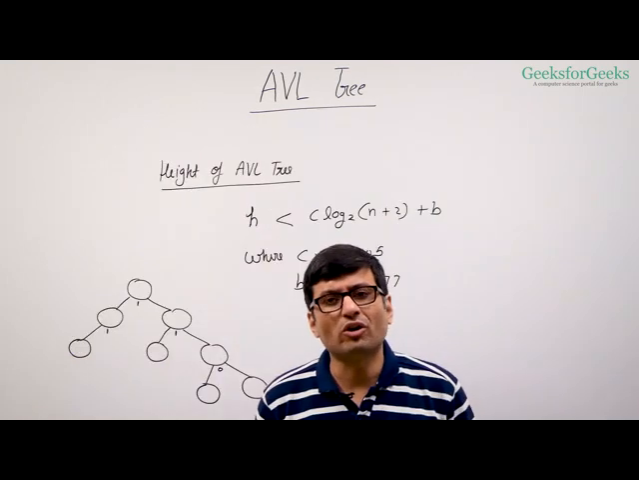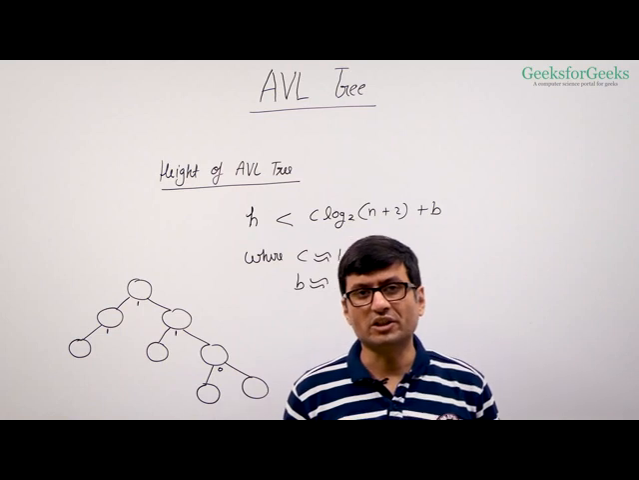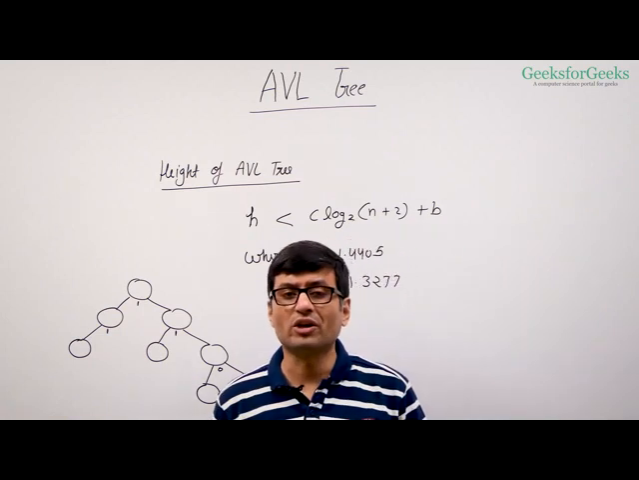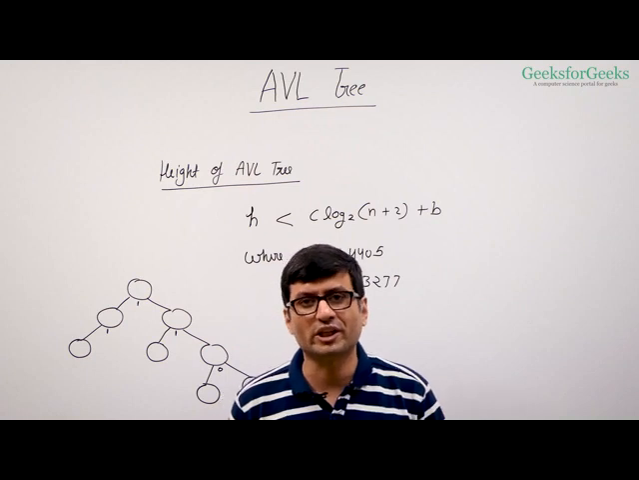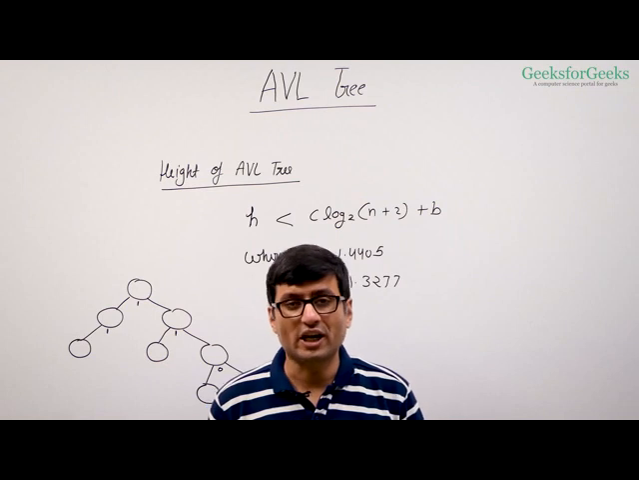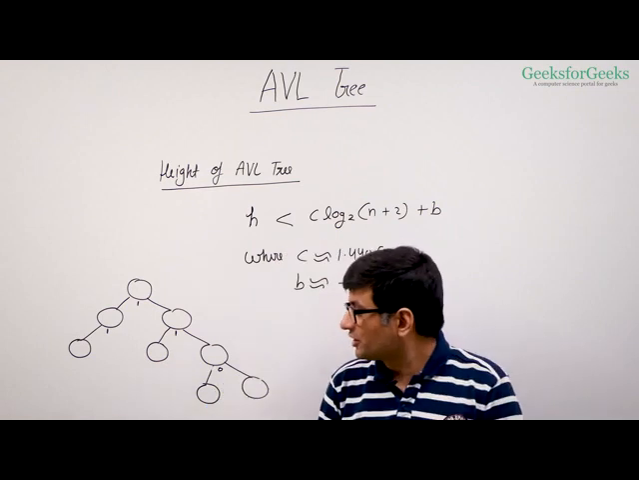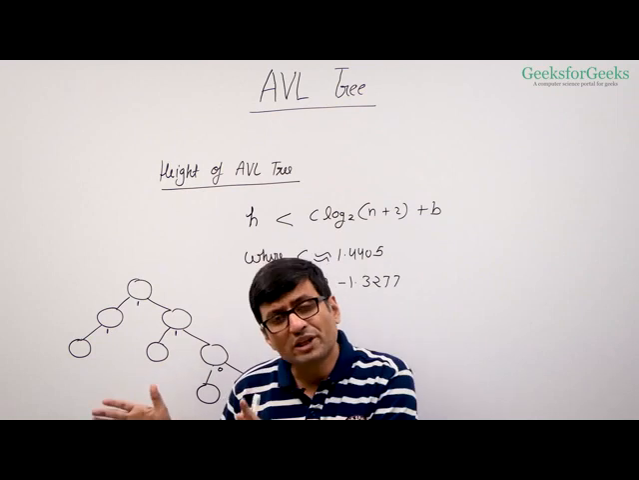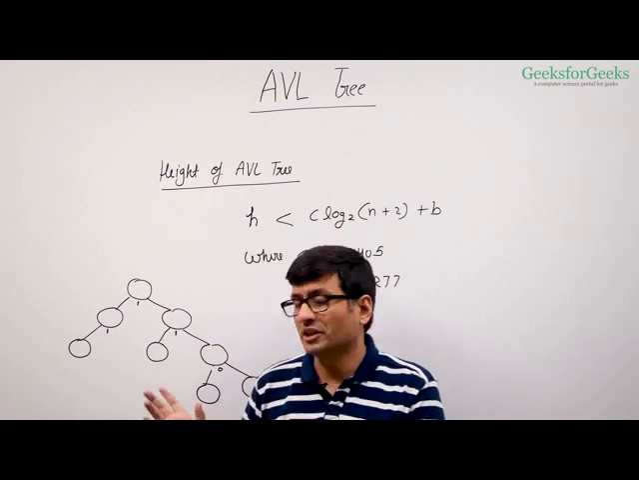Let us now quickly talk about the height of an AVL tree. We have been saying that the time complexity of insert is theta log n, the time complexity of delete is theta log n, because they travel across the height. Now what can be the worst case height of an AVL tree? This is an example unbalanced AVL tree. It looks very much unbalanced, but it is still an AVL tree.